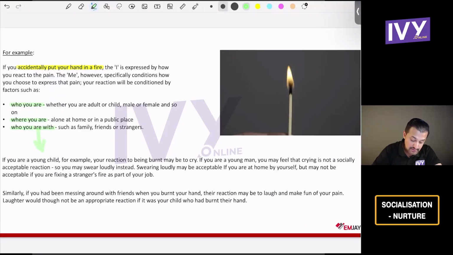If you are a young child, for example, your reaction to being burnt may be to cry. If you're a young man, you may feel that crying is not a socially acceptable reaction, so you may swear loudly instead. Swearing loudly may be acceptable if you are at home by yourself, but may not be acceptable if you're fixing a stranger's fire as a part of your job. Similarly, if you have been messing around with friends when you burnt your hands, their reaction may be to laugh and make fun of your pain. Laughter would not be an appropriate reaction if it was your child who had burnt their hand.